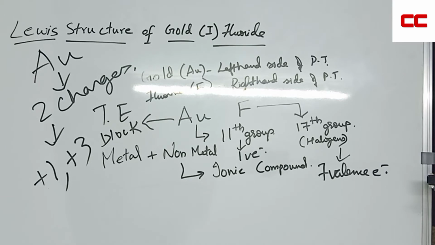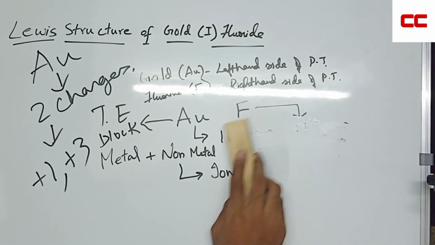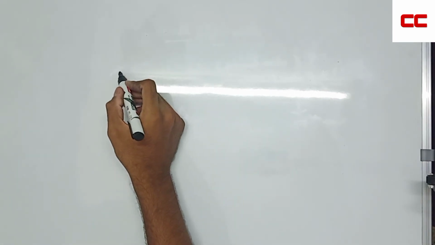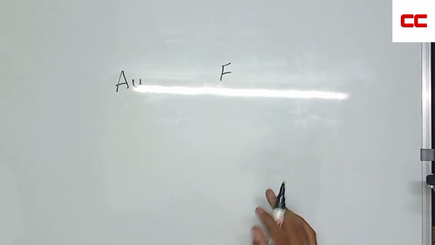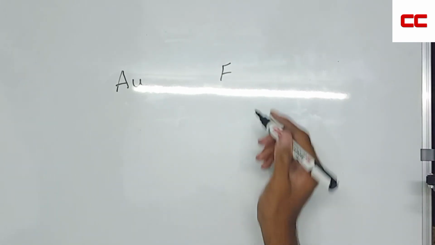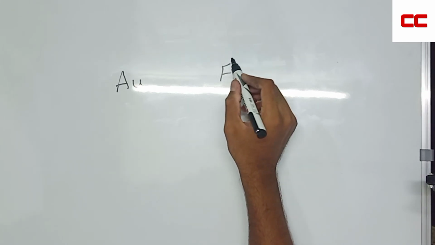Now let's come to the point where we write the Lewis structure of gold 1 fluoride. So let's not make any further delay. I'll be erasing this. Take a screenshot of this, or you can make notes. Yeah, so I'll be erasing this and writing the formula of gold 1 fluoride. So the thing with gold 1 fluoride is that this is gold and this is fluorine. Okay, very good. But now this is an interesting part.